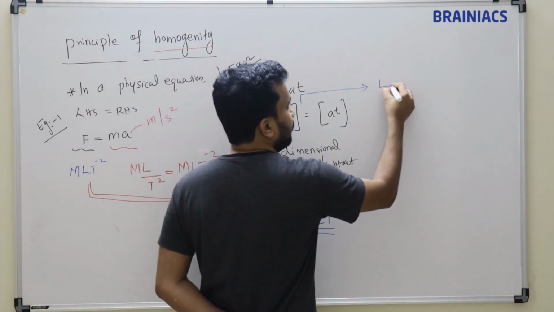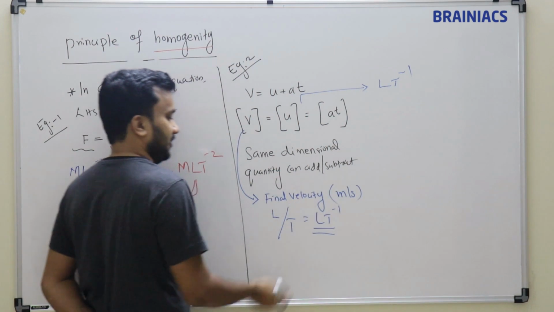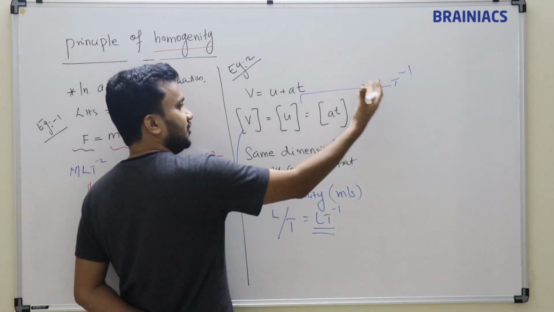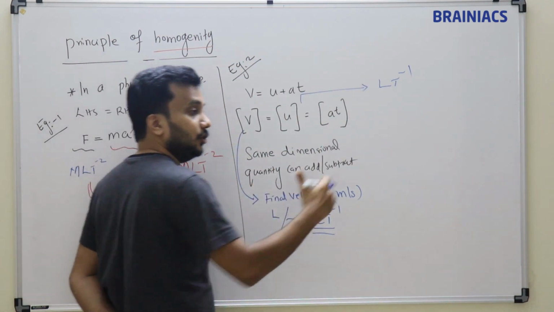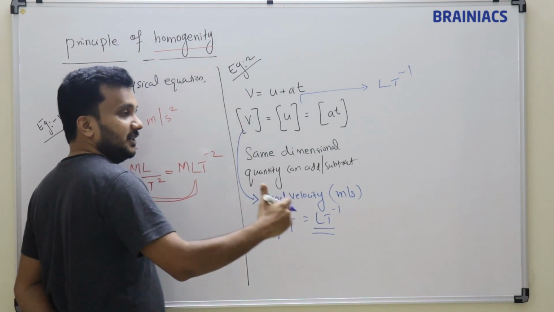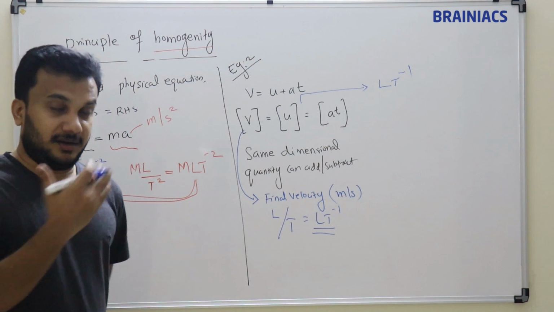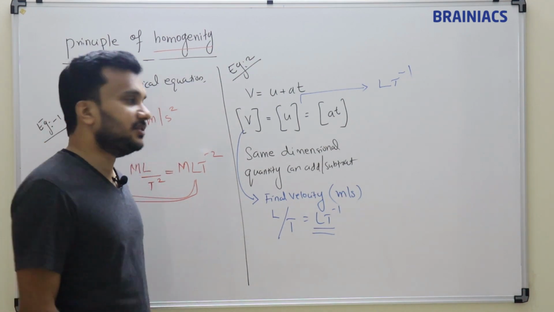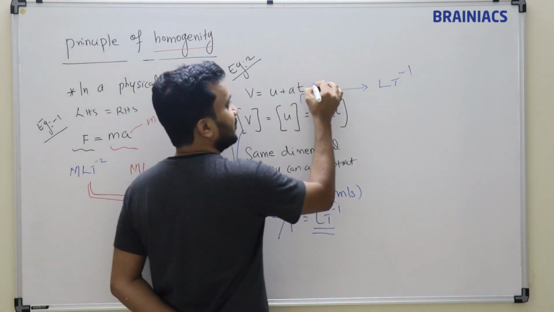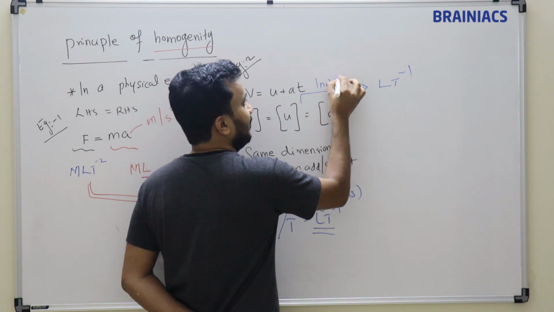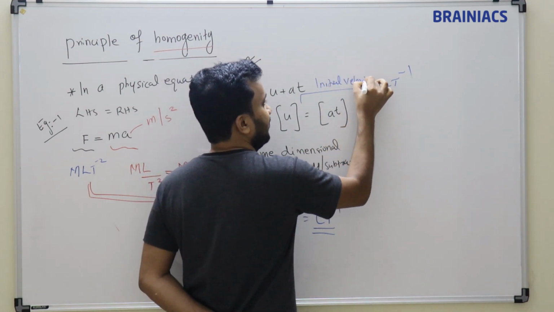U is also called initial velocity, and V is the final velocity. If a car starts to move, then after 10 seconds, if I am looking at the car, the starting velocity is called initial velocity. This U is called initial velocity.